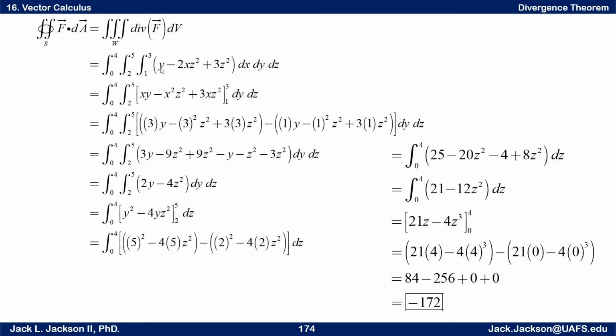But very straightforward. Take the antiderivative with respect to x. This is going to pick up an x, so xy. That x is going to go up a power and divide by 2, so this is going to be minus x squared z squared, and that's going to have an x in it. Evaluate from 1 to 3, we place 3 in place of all the x's, and 1 in place of all the x's, and simplify. So that's 3y minus 9z squared plus 9z squared minus y plus z squared, and then minus 3z squared.